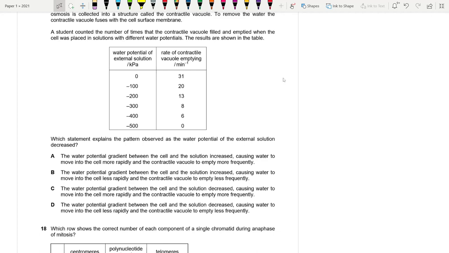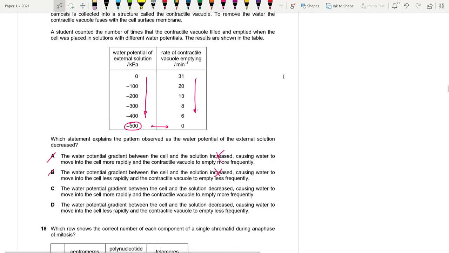Not really. As we decrease the water potential, the contractile vacuole actually empties less frequently. A is wrong. The water potential gradient between the cell and solution increased? No, it's not increased. Clearly, the difference decreased. That's why it did not empty anymore. At this point, the water potential of the cell and the solution actually becomes the same. That's why it doesn't empty. C.